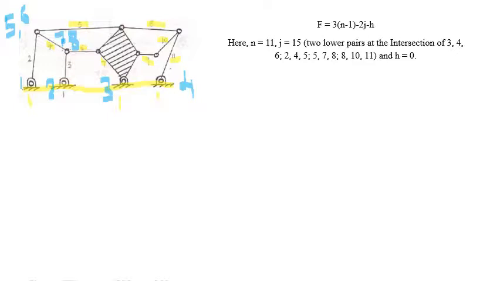So here also in this junction 5, 7 and 8. 3 links are connecting. Therefore, I will count 2 joints, 9 and 10. Okay, so in the next junction we have 3 links, 8, 10, 11. Therefore I will count 2 joints, 11 and 12.